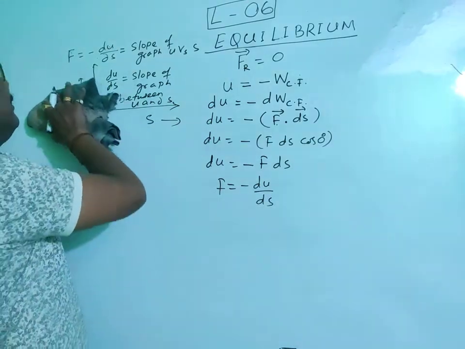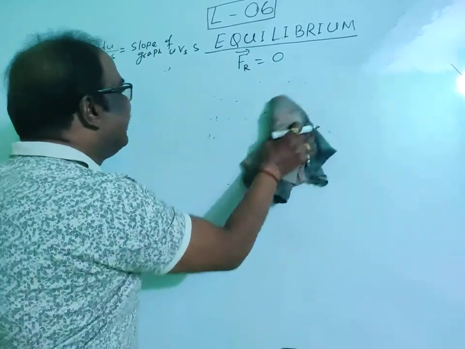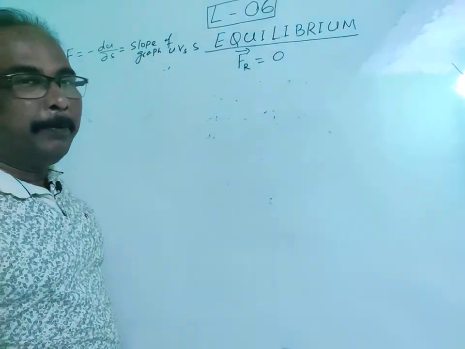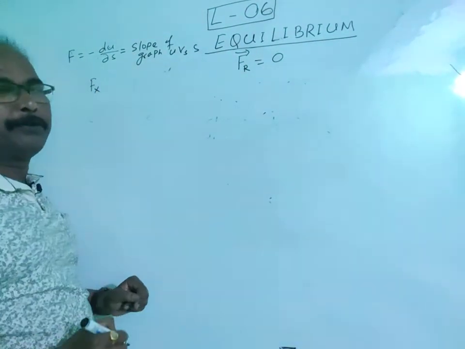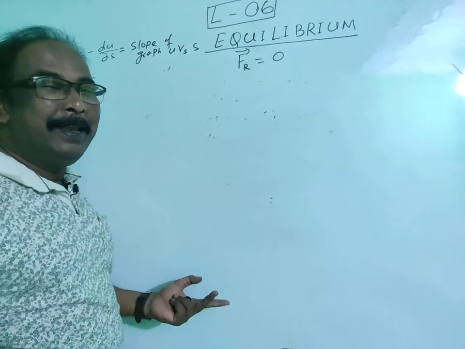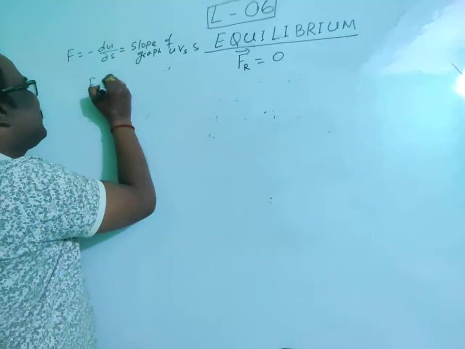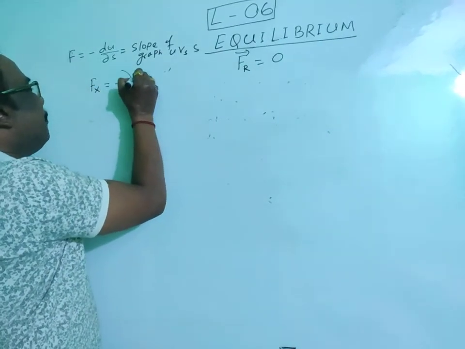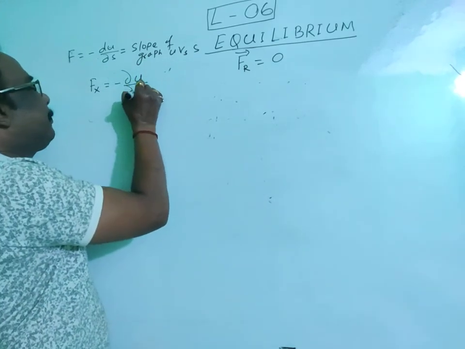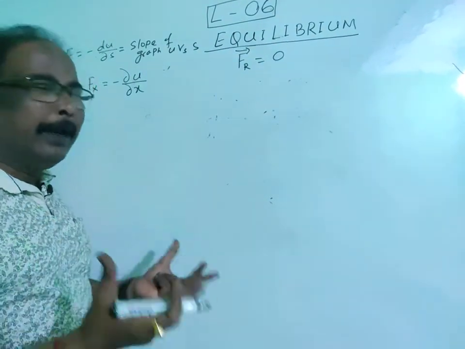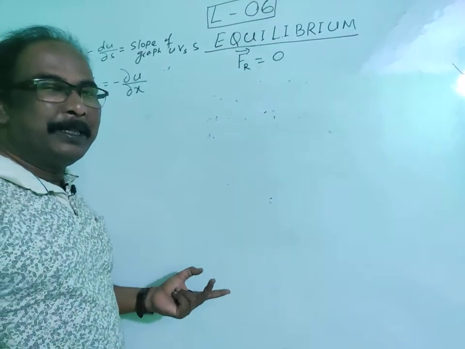The basic condition is that the resultant or net force acting on a body is 0. Then this is the expression for conservative force. If we consider force along the x-axis, force may be resolved into three rectangular components. In terms of rectangular components, force along the x-axis may be taken as minus the partial derivative of potential energy with respect to x, because we only consider along x.